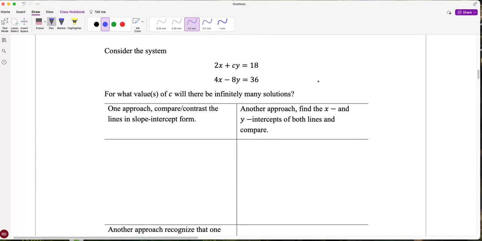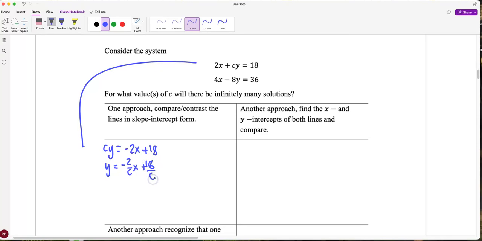Consider this system. For what value of c would there be infinitely many solutions? Infinitely many solutions means what? It means that these lines are identical. So one thing I could do, I could put them in slope-intercept form. The first line, what I get, cy equals negative 2x plus 18. That means that y is negative 2 over c x plus 18 over c.